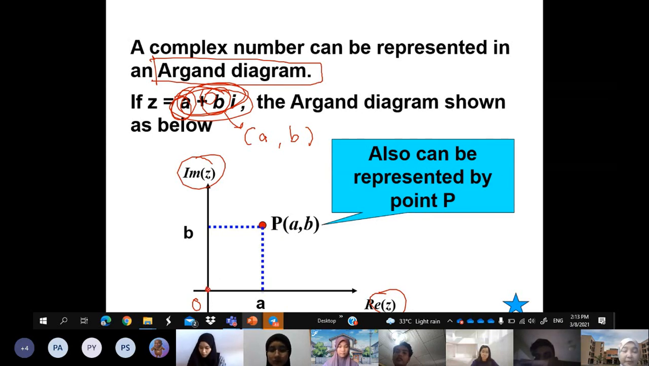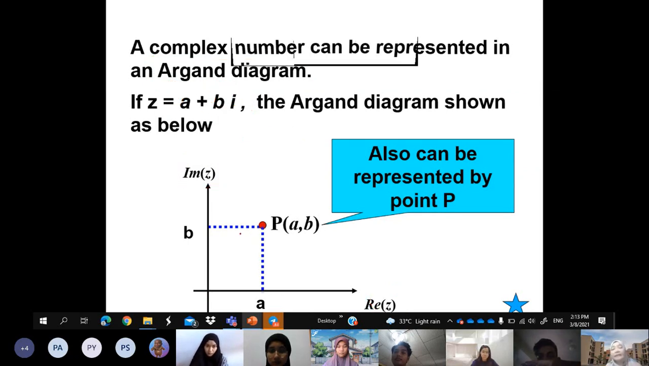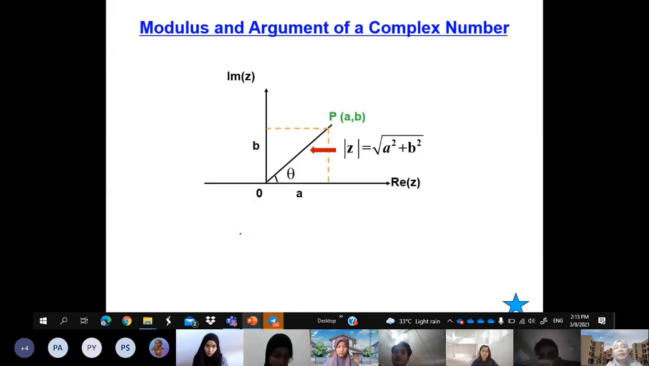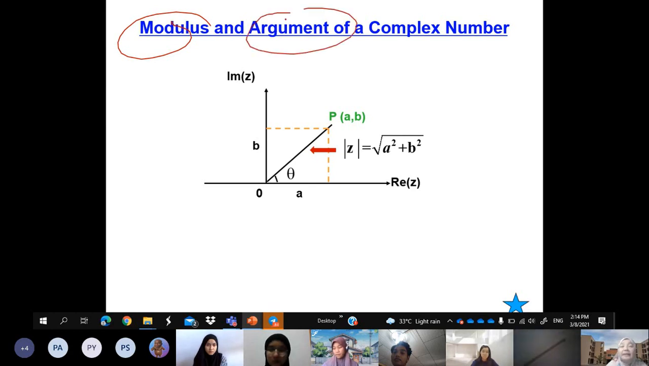If from the origin you join a line to P, this is actually Z, or modulus Z. Modulus and argument: modulus is actually the distance, and the argument is actually the angle, or theta.